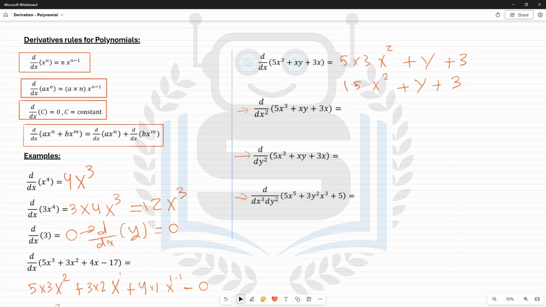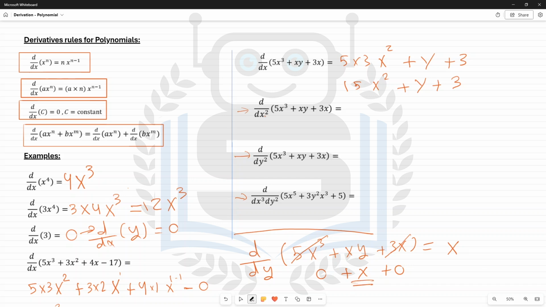Now, what if I did the following example here? Let's put it down here. d over dy of 5x to the power of 3 plus xy plus 3x. So directly, there's no y here, so that will be 0. There's no y here, that will be 0. And the answer here will be x. Okay, so it will be 0 plus x plus 0, because there is no y except in the second term here, so the answer will be x.